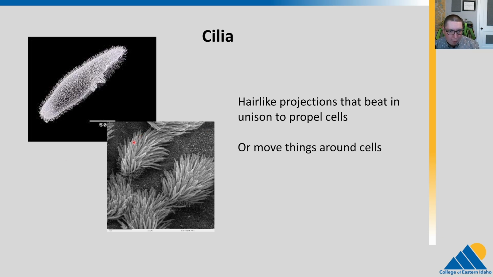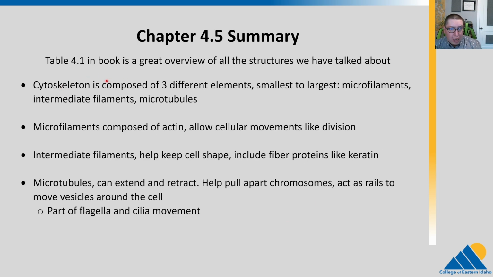Here, we might have some cilia. This might be in the lung passage, in the airway. You have a thing called the mucociliary escalator, where all these little hairs beat to pull dirt and phlegm and stuff out of your lungs, and then you hawk it up and spit it out, right? So that system is cilia that are moving things along there. Table 4.1 in your book has a great overview of all these different structures that we talked about. You might take a look at that while you're studying.